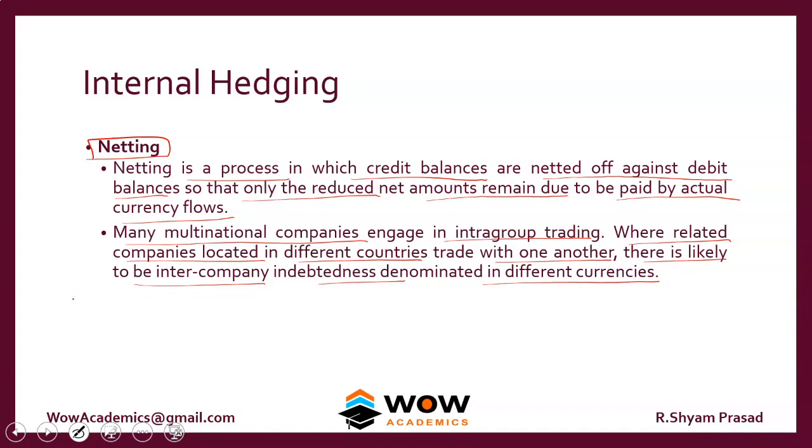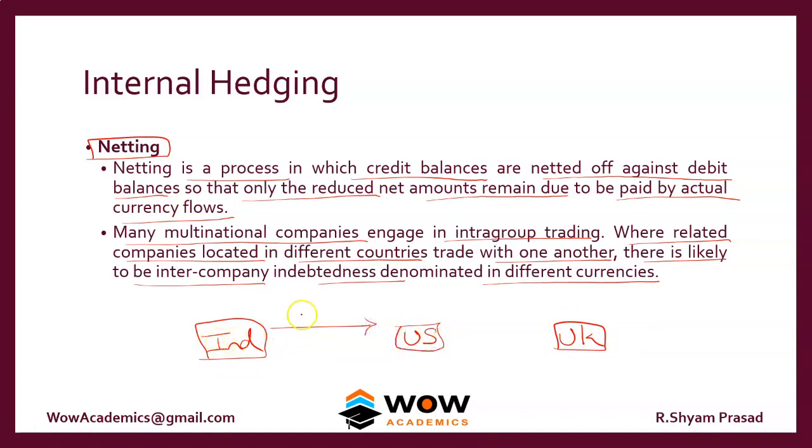Similar to the matching concept, what happens here is there might be several subsidiaries. For example, Nestle company might have a US subsidiary, a UK subsidiary, an Indian subsidiary. Okay, they might have several subsidiaries. So all these subsidiaries will be trading against each other. For example, the Indian subsidiary has to pay $1,000 and the US subsidiary has to pay $600 as outflow. Okay, and the UK subsidiary has to pay the US subsidiary around $2,000 and the US subsidiary has to pay around $1,000.